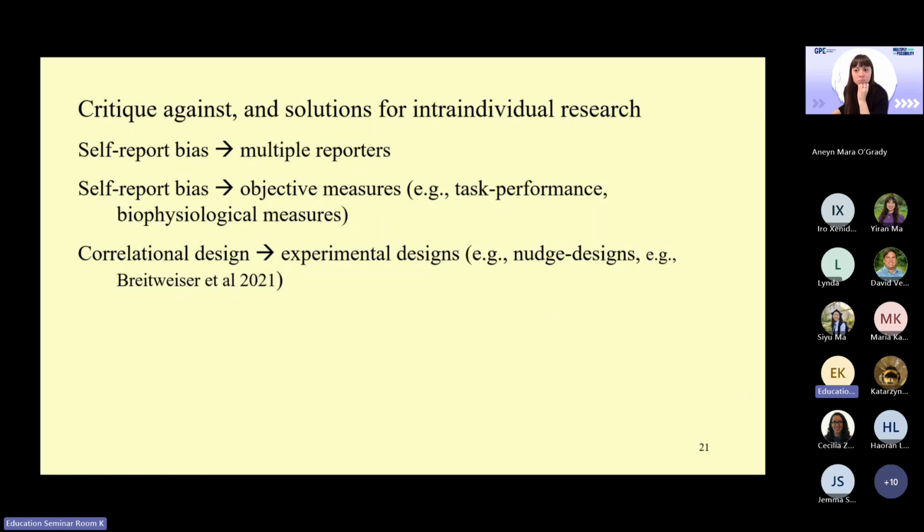And we can have multiple reporters instead of single reporter studies. And then correlational designs can be expanded to experimental designs. I haven't tried this myself, but there are experiments coming up. They're called nudge designs, where instead of having a control and experimental group, you have control situations and experimental situations where you give nudges to people, so some prompts to act on or to self-evaluate, and how these then can individually affect the kind of trends over time. So designs like this are beginning to show up.